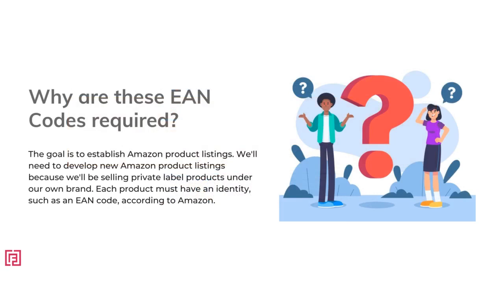Why are these EAN codes required? The goal is to establish Amazon product listings. We'll need to develop new Amazon product listings because we'll be selling private label products under our own brand. Each product must have an identity, such as an EAN code, according to Amazon. So, if you don't have a valid EAN code, you won't be able to establish an Amazon product listing. Aside from using EAN codes to establish Amazon listings, we can also utilize them on product packaging.